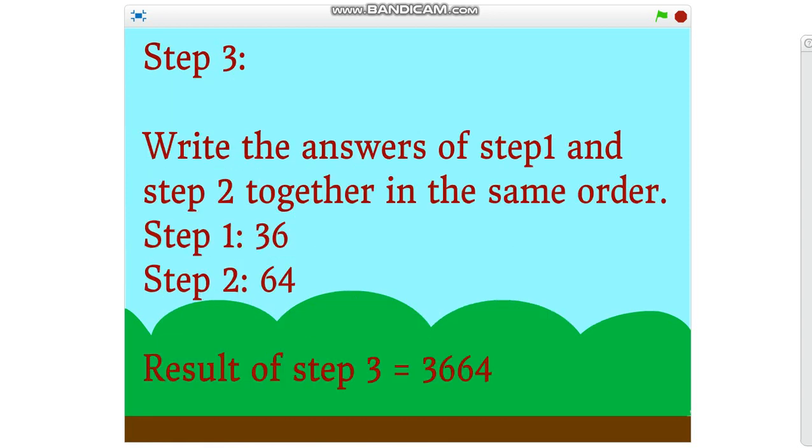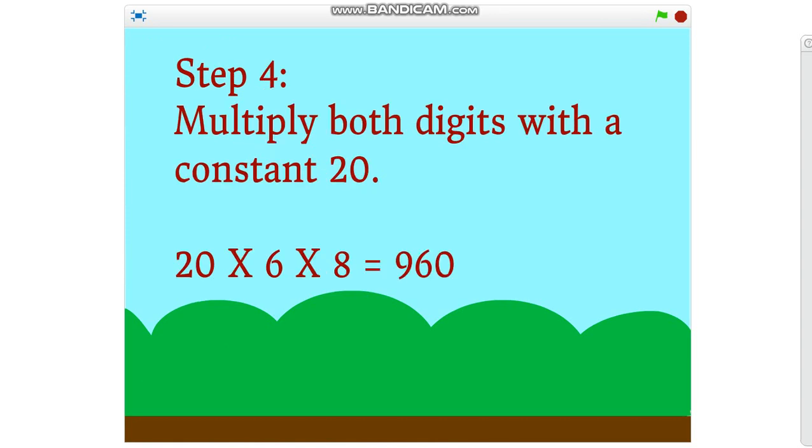Step number 3. Write the answers of step 1 and step 2 together. The answer in step number 1 is 36. The answer in step number 2 is 64. The result in step number 3 is 3664.